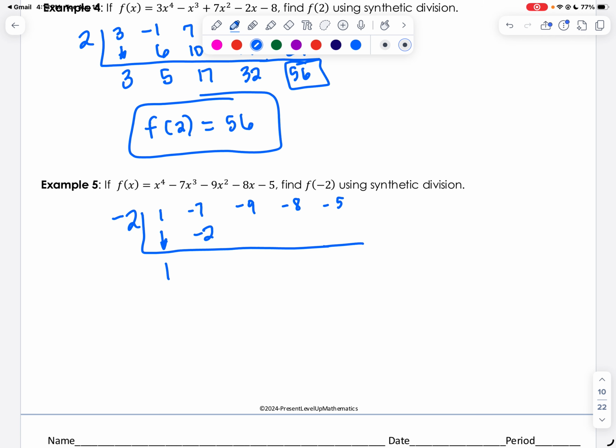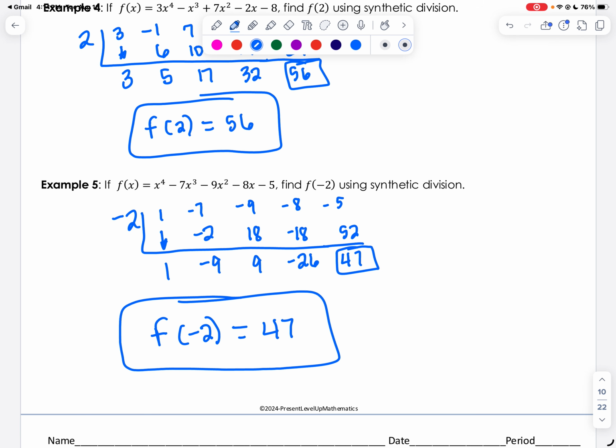So 1 times negative 2 is negative 2. That would be negative 9. 18. That would be 9. Multiply. Negative 26. That would be positive 52. And then we have negative 5 plus 52. So that would be, what, 47? Positive 47. So that's my remainder. So now I know if I evaluate this function at f of negative 2, I would get a positive 47. And that concludes today's lesson, Polynomial Division, Day 2.